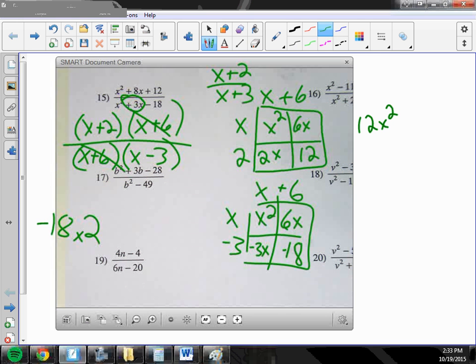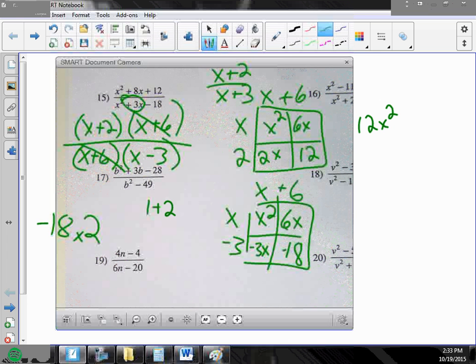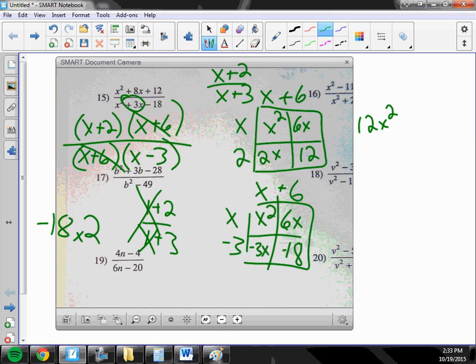And a lot of you want to cancel the x's, but you can't. You can only cancel polynomials in their entirety, or their factors in their entirety. So you can't get rid of just the x's in this case. You have to leave it as x plus 2 over x plus 3. Because if you think about it, if x equals 1, is 1 plus 2 over 1 plus 3 the same as 2/3? No. If you add them, it's actually 3/4, which is not the same as 2/3. Okay?